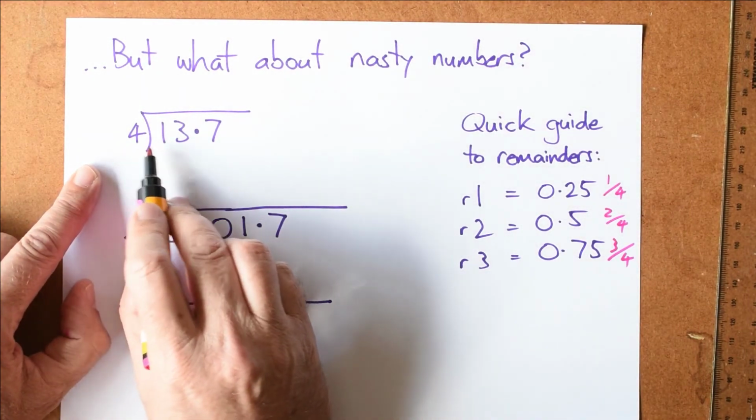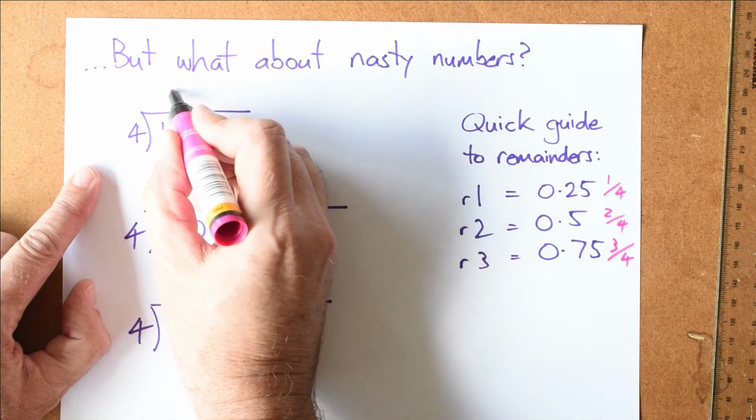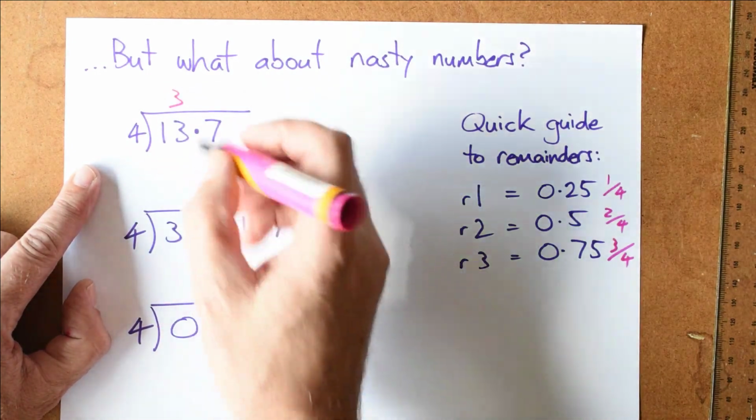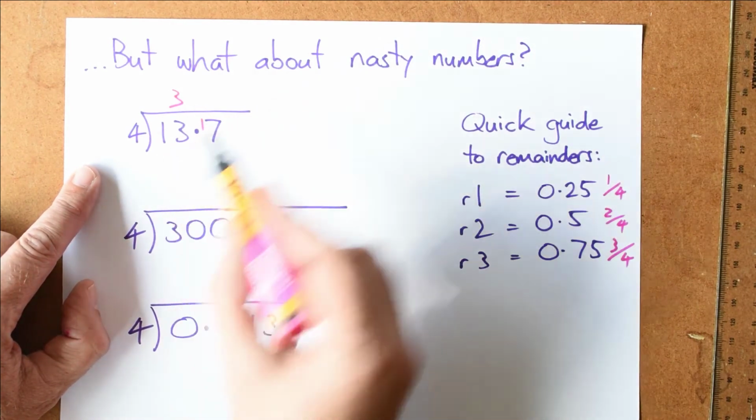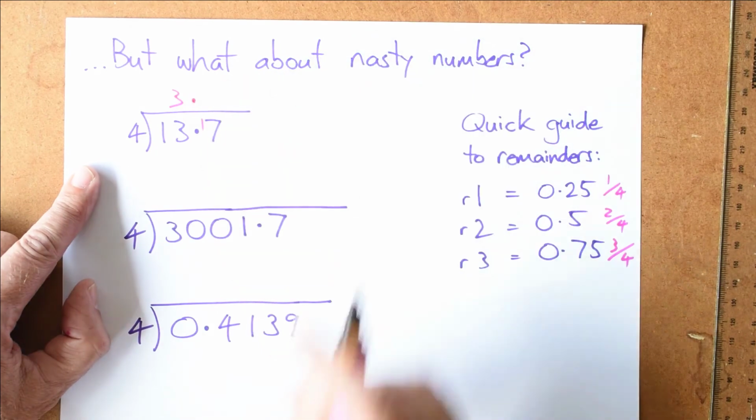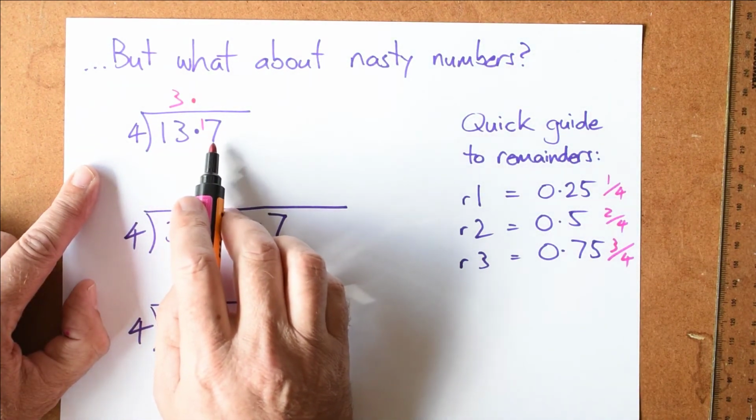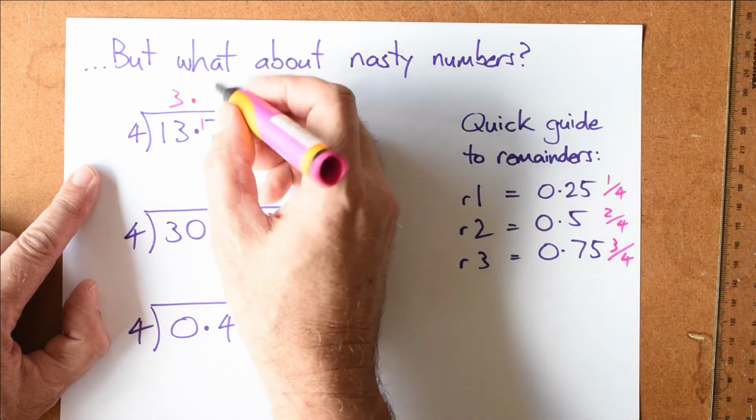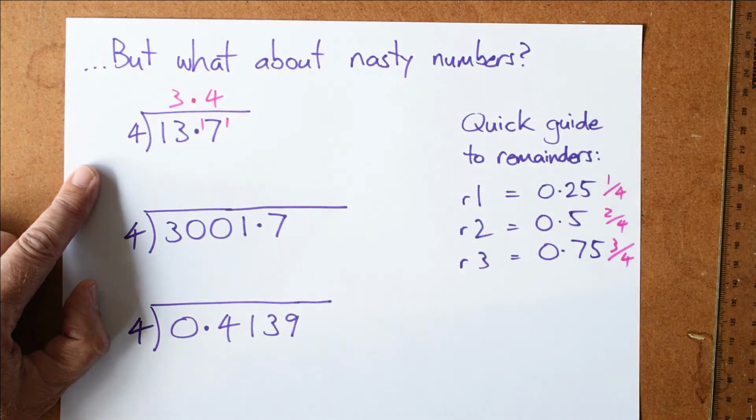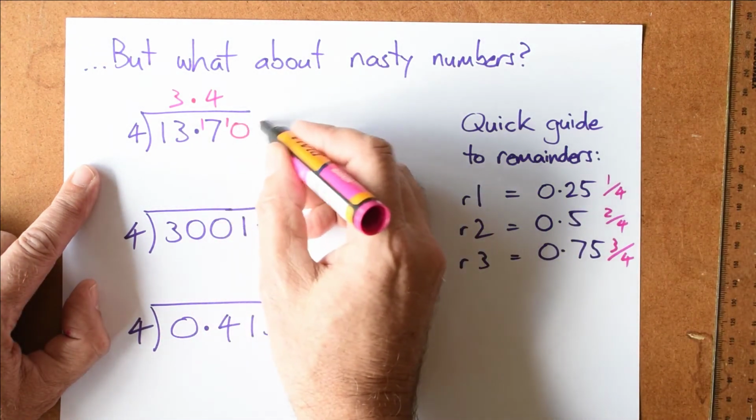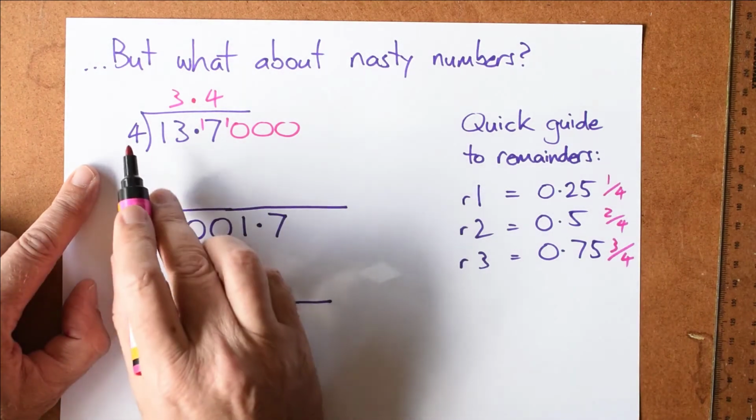4, as you know, does not fit into 1, but it fits into 12 3 times. Put the 3 there, I've got 1 left over. This is the only difference. The decimal here, we just have to notice it and put a decimal there. 4 does not fit into 17 neatly, but it does fit into 16 4 times with 1 left over. Now, this is where some of our zeros are going to come in handy. Probably don't need that many to be fair.